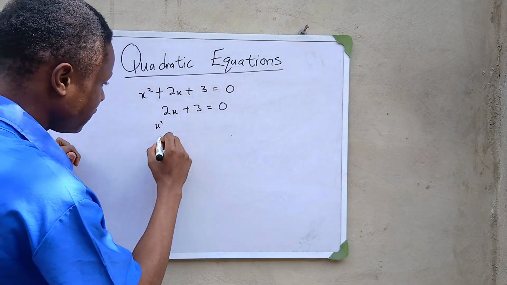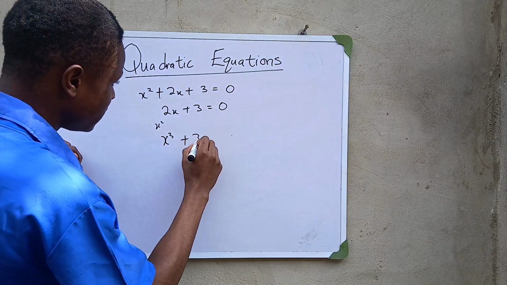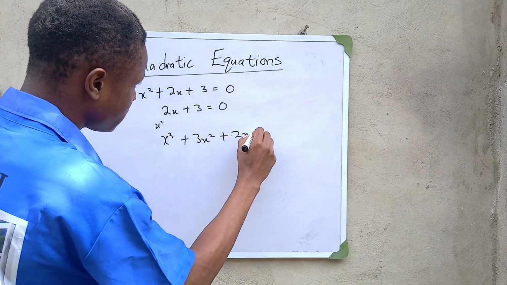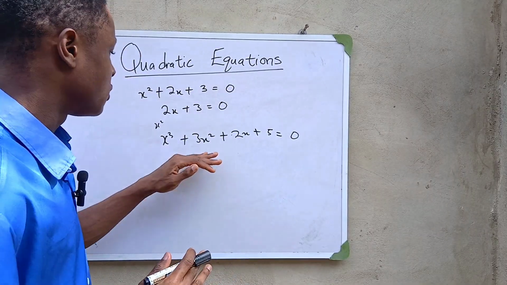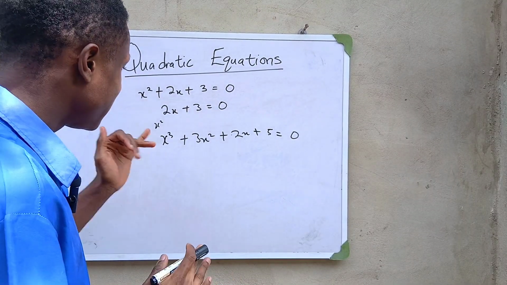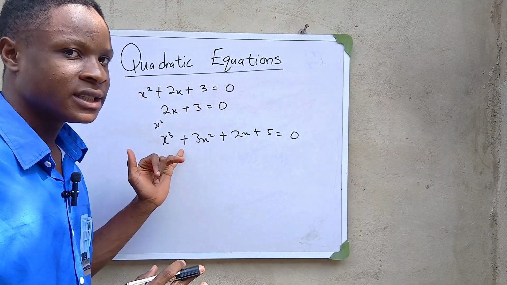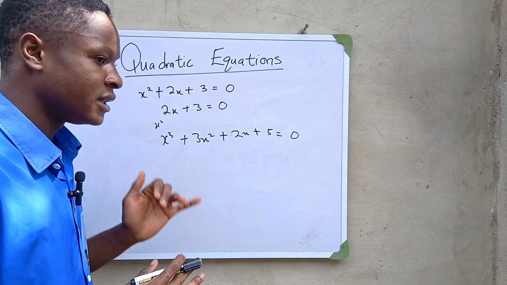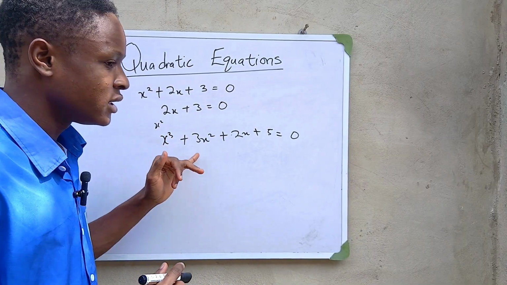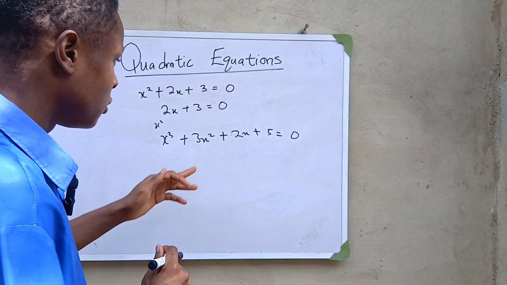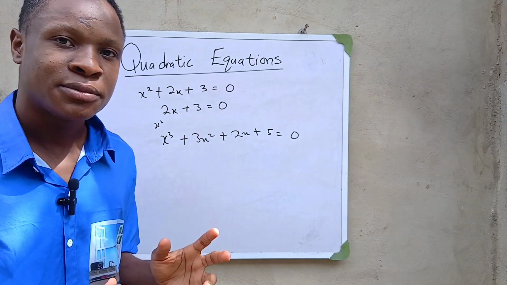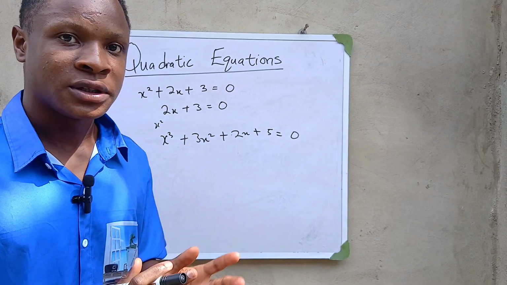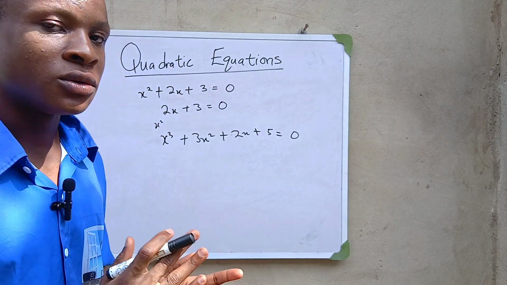So another one is that if we have x cubed plus 3x squared plus 2x plus 5 equal to 0, this is not a quadratic equation because the highest power of the unknown, which is x, is 3. But we still have x squared, but take note of that word, the highest power of the unknown. That's what we are considering when we want to check if it's a quadratic equation.